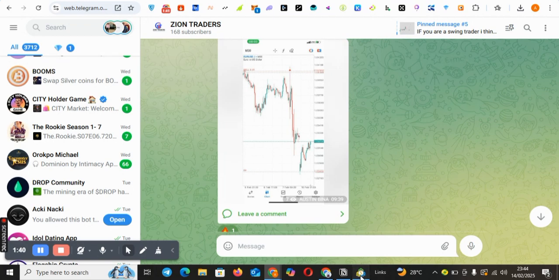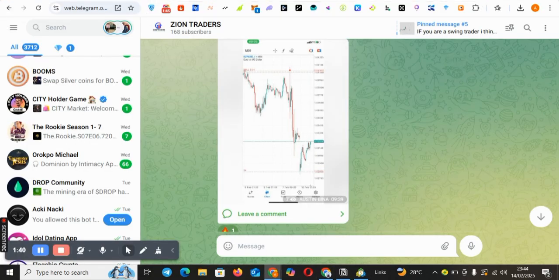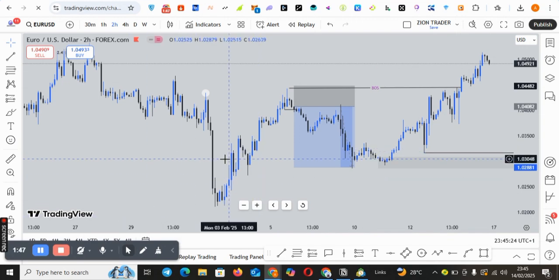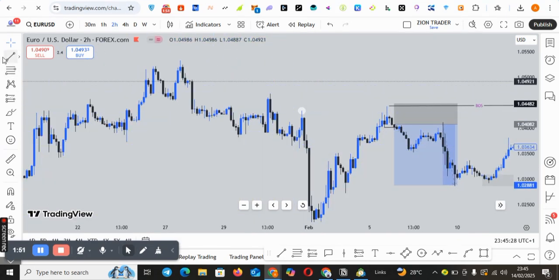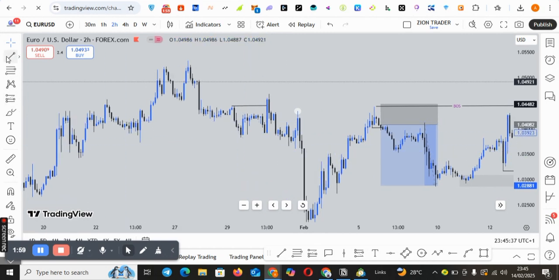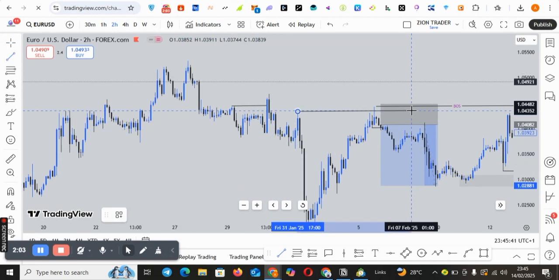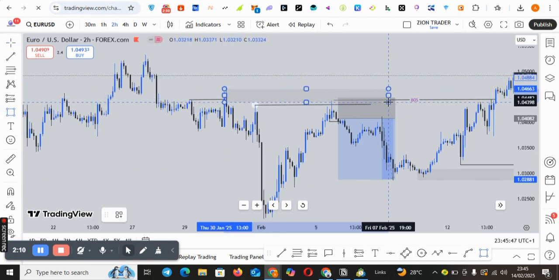All right, so let's quickly review the chart and see that EU trade. This is the trade, and why did I take it? I saw a break right here. I saw that liquidity was taken here. Price was selling, but liquidity was taken here, and after liquidity was taken, an inducement was created right here. Then I marked out the remaining part of this order block, and I waited for price to return to it.